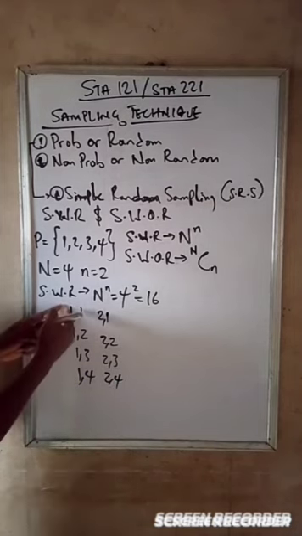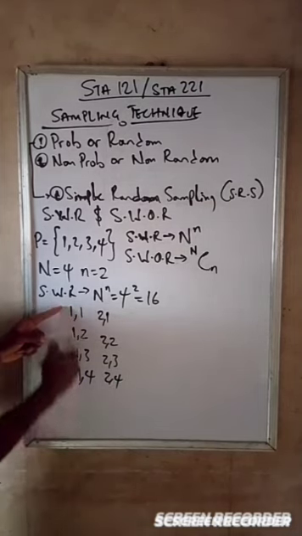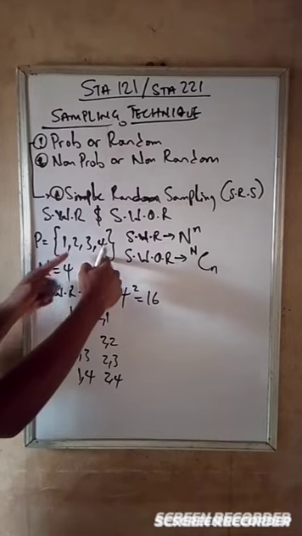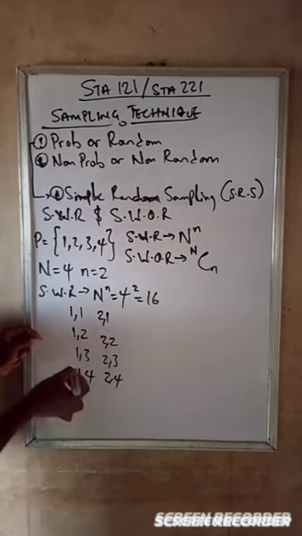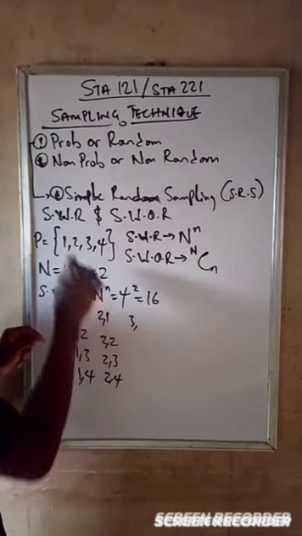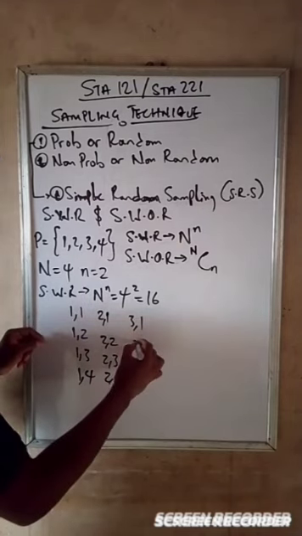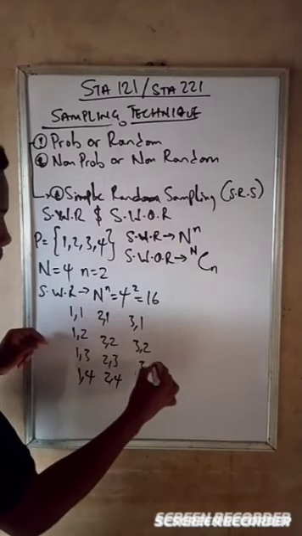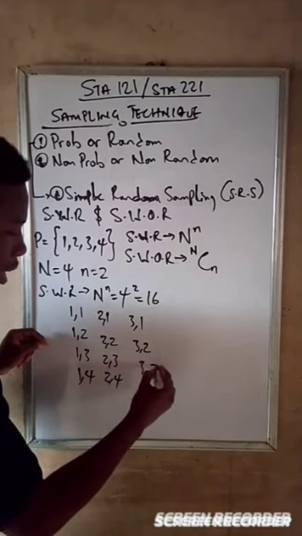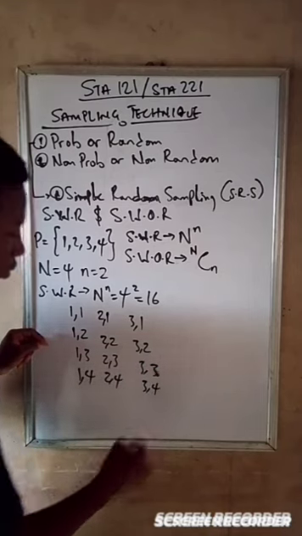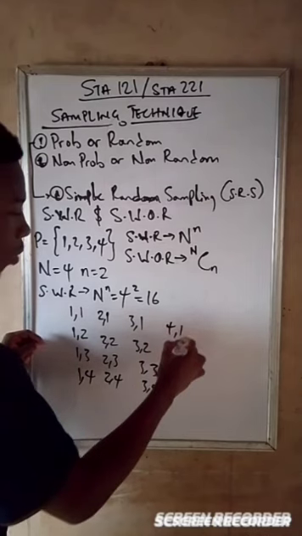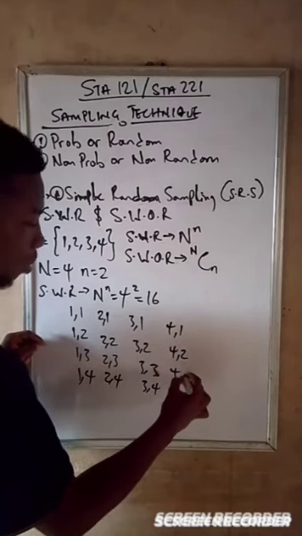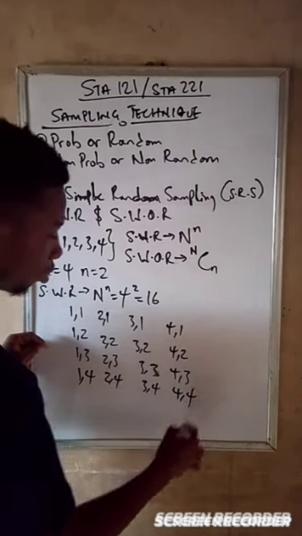What do you notice? I'm using 1 here to pick everything. I move to the next one. I used 2 to pick everything. Same thing with 3. I'll use 3 to pick everything. I have 3, 1, 3, 2, 3, 3, 3, 4. The same thing applies to 4: 4, 1, 4, 2, 4, 3, 4, 4.